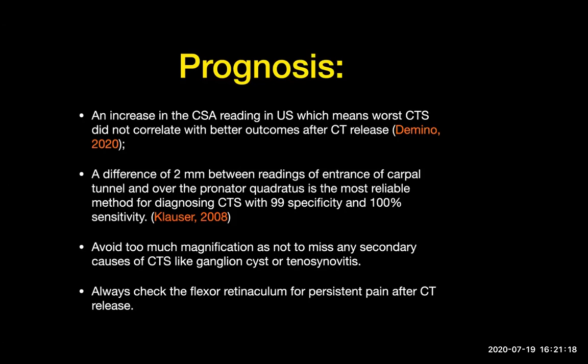And of course, avoid too much magnification because sometimes there are secondary causes of carpal tunnel. One of them could be a ganglion cyst, which is underneath the carpal tunnel, or the median nerve, I should say, or there could be a swelling of the flexor tendons, tenosynovitis, that could compress the median nerve, causing the carpal tunnel. So it's always important to avoid too much magnification. Look at the floor of the carpal tunnel because you might see some pathology there. Of course, always check the flexor retinaculum for persistent pain after a surgical release.